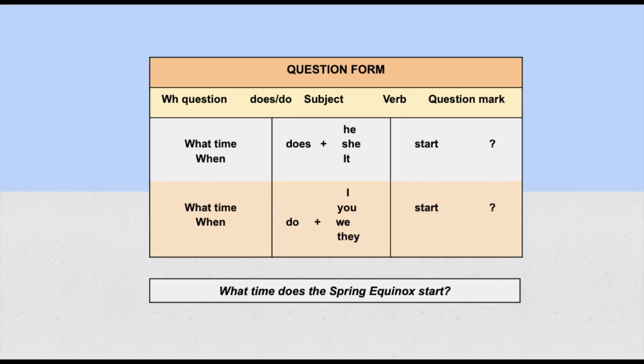Finally, we have the question form. In this case, you will need a WH question, and after that, the auxiliary do or does, and then the subject, and after the subject, the verb in a simple form, and finally, the question mark. You can see the example: What time does the spring equinox start?